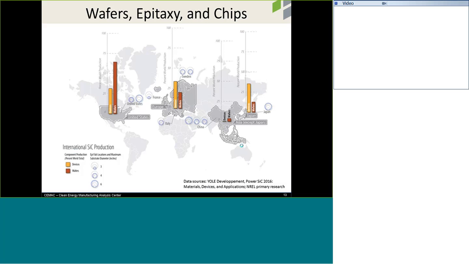So global supply chains. We specifically were able to get information for wafers, epitaxy, and chips of who is producing and what the capacity is in those locations. As the graph shows, the U.S. is a dominant wafer supplier, and for devices, it's basically divided 1/3, 1/3, 1/3 between the United States, Europe, and Asia. Japan is only working on 6-inch wafers, but in the U.S., we have both 4- and 6-inch.